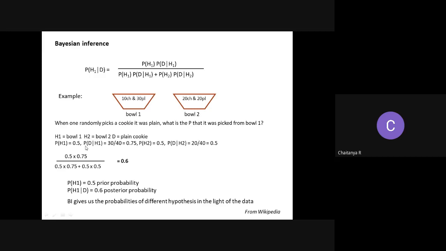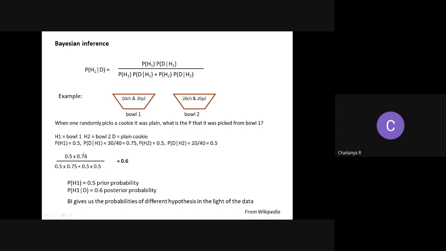That basically is the probability of data given the hypothesis, which here is 30, because there are 30 plain cookies in bowl 1 divided by 40. This is the total number of cookies, right? A very simple probability thing. So 30 by 40 is 0.75. Similarly, the probability that I've picked the plain cookie from bowl 2 is 0.5, and the likelihood of picking a plain cookie from bowl 2 is 0.5, because there are 40 cookies in total, out of which 20 are plain.